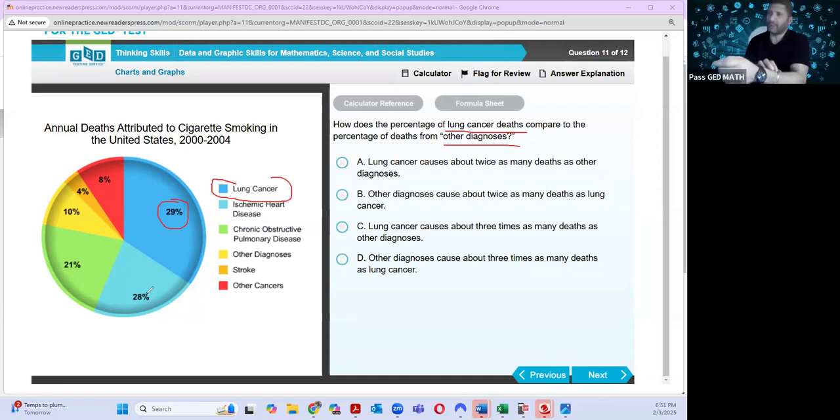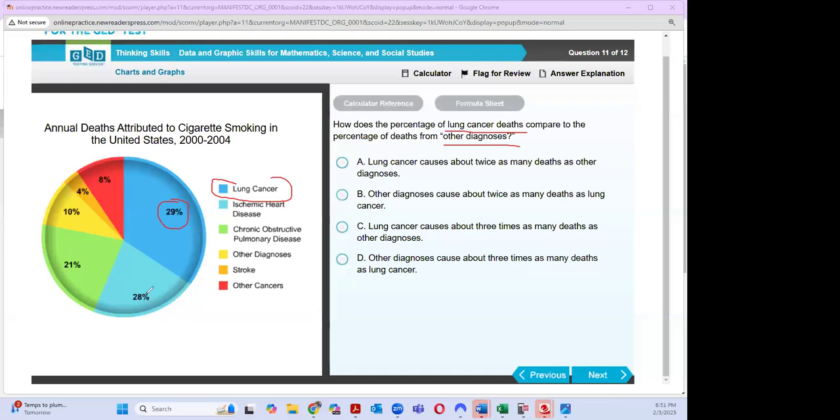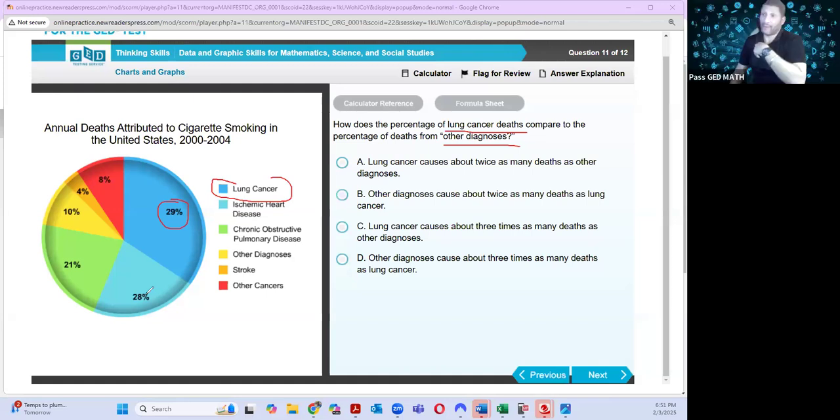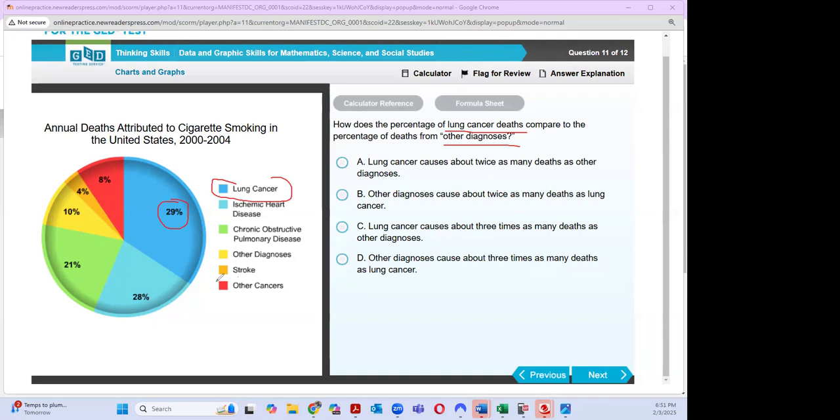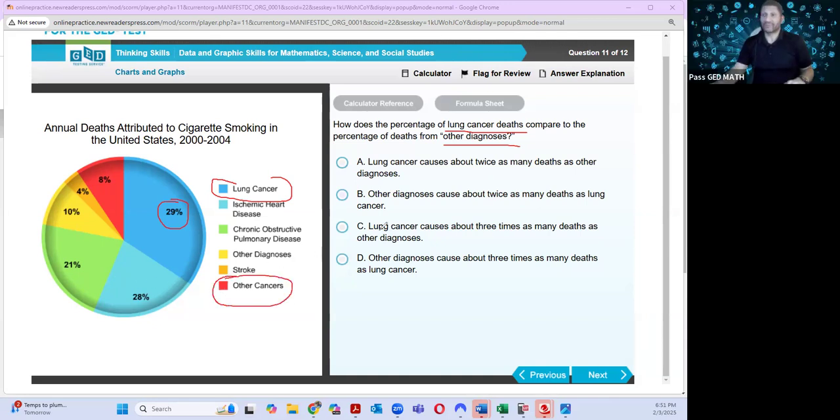So this is the problem though. Look what it says. It says other diagnosis, right? It don't say other cancers. Now I don't like that because all these could be diagnoses, right? For the reasons why. But what they meant is other cancers. Okay. So other cancers is 8%. How much bigger is 29% than 8%?